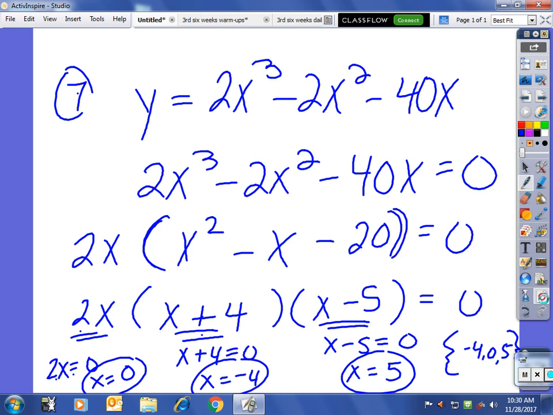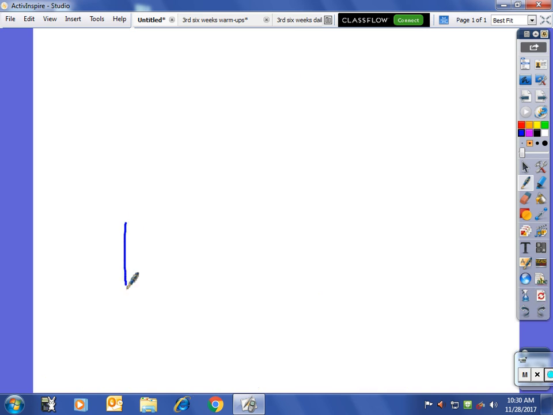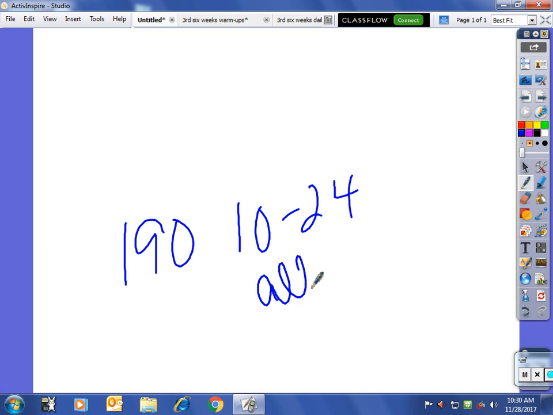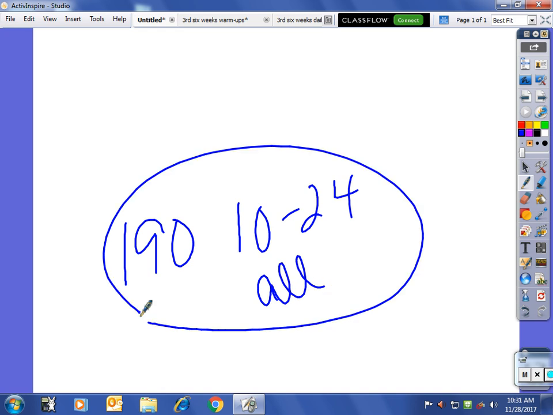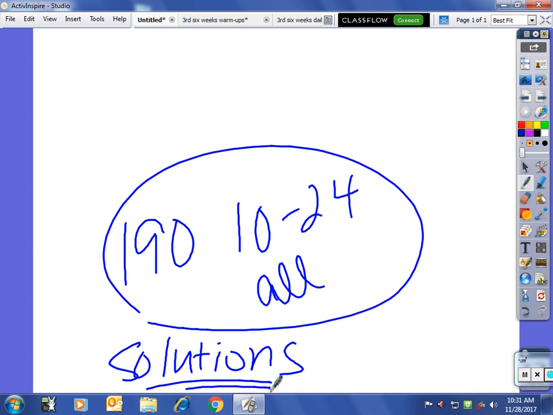Okay, your homework is page 190, 10 through 24. You're doing all of those. Please make sure you don't stop at the factors. We're looking for solutions. It's actually equal to 0. When it's equal to something, you want to actually solve it. Look at number 10 with me, please.